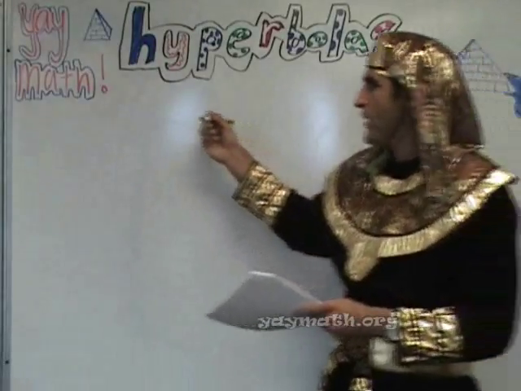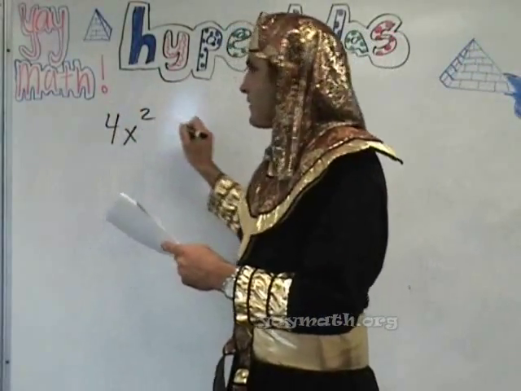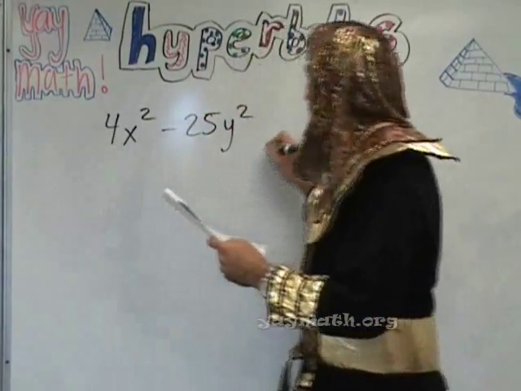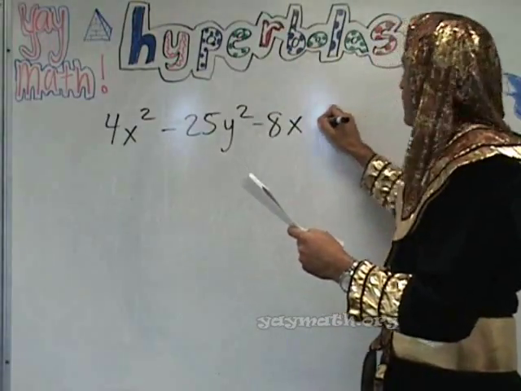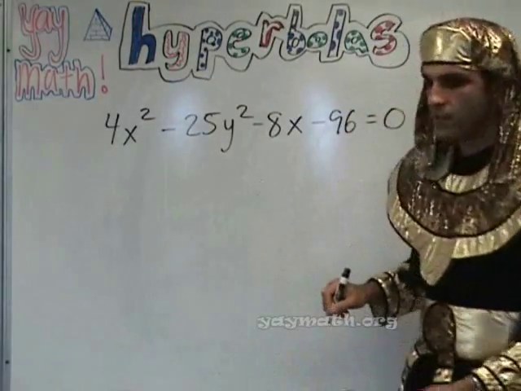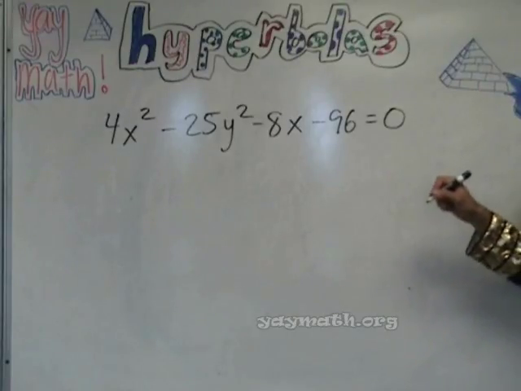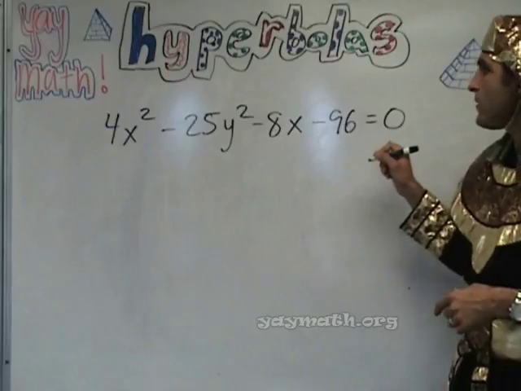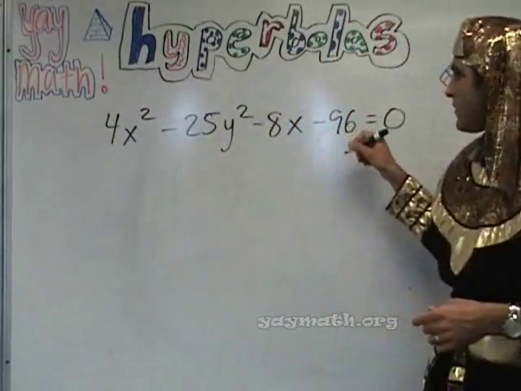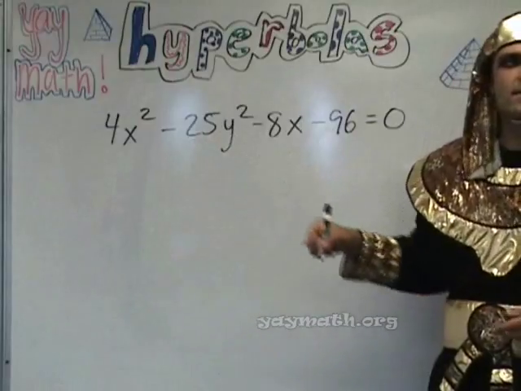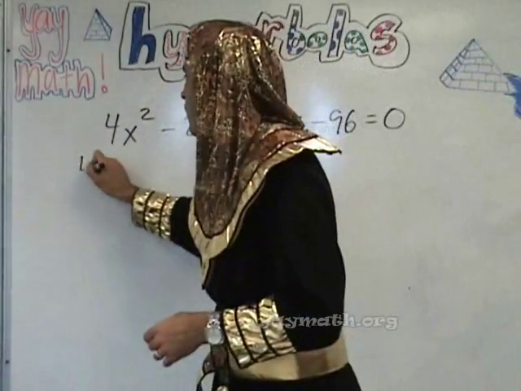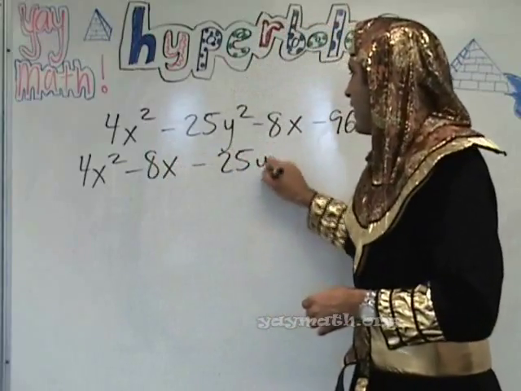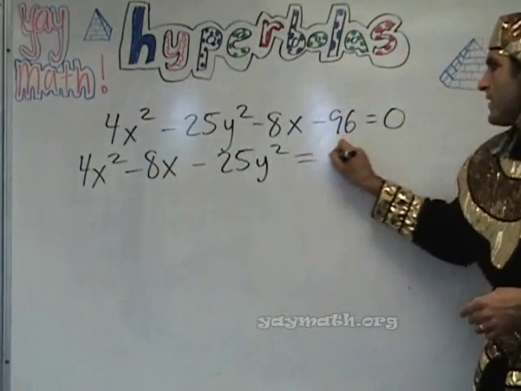Mathema-GYPTIAN begins with 4x squared minus 25y squared minus 8x minus 96 equals 0. Okay, so you probably already know what to do. Do you move the 96 to the right? Yes, let's move the 96 to the right. What else can we do? We want to group the x's. Let's group the x's. So we have 4x squared minus 8x minus 25y squared equals 96 on both sides.